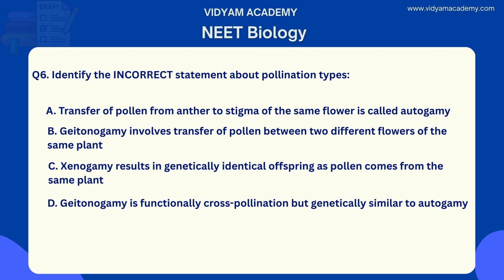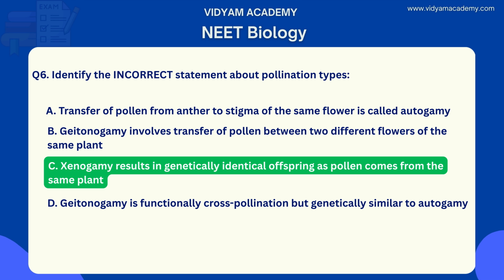Yes, the right answer is option C. This is incorrect. Why? Xenogamy does not produce genetically identical offspring. Xenogamy is true cross-pollination between different plants. Option C is the right answer here because it is the incorrect statement related to pollination types.